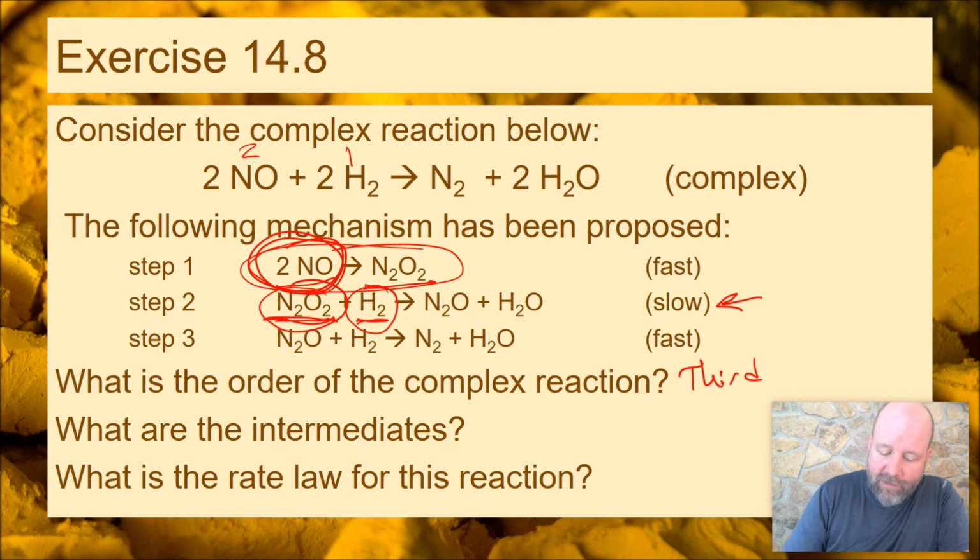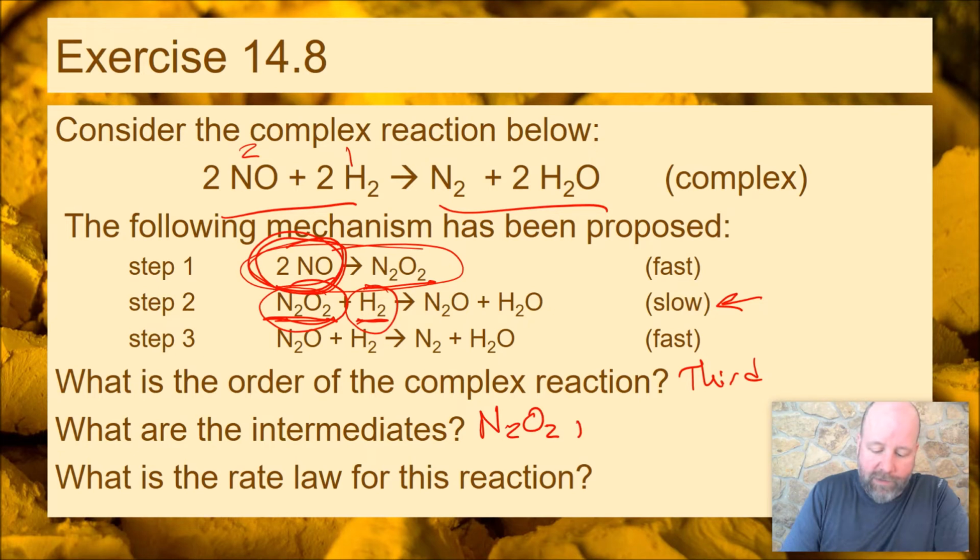What are the intermediates? Intermediates include everything that's not at the beginning and the end, right? So it's everything that's not in this overall complex reaction. So the N2O2, that's an intermediate. What else? I see N2O is in there.